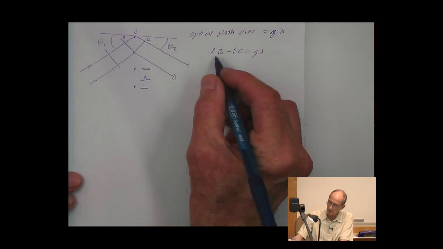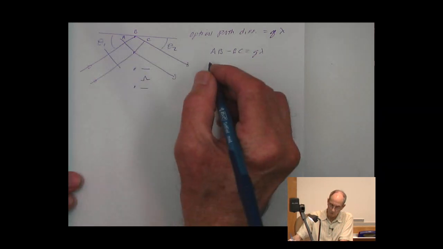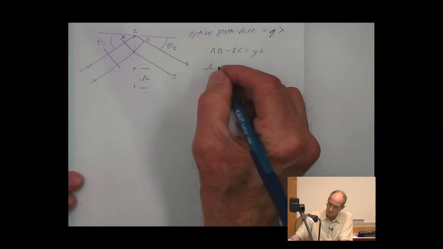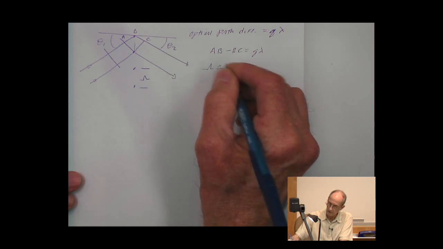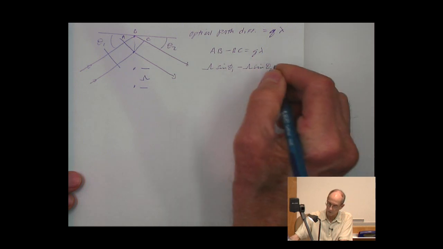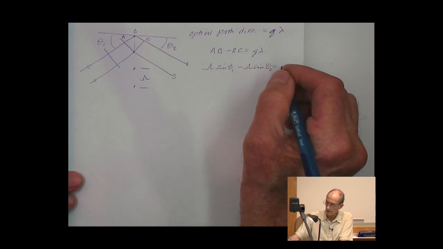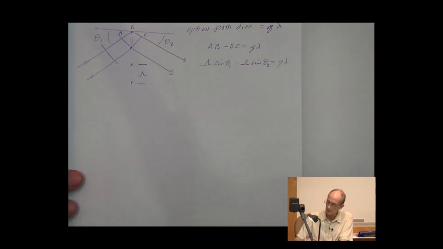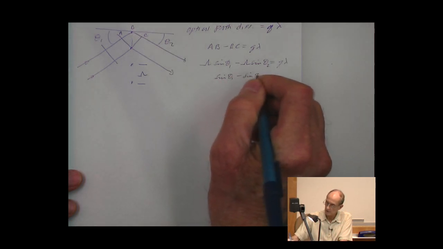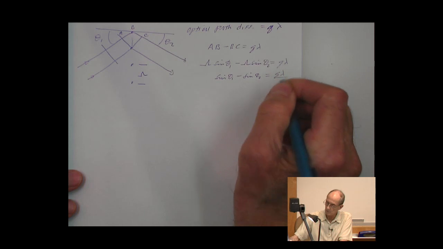Here we have AB minus BC, and AB is equal to this period, which is that distance, times the sine of theta 1, minus the period times the sine of theta 2, is equal to an integer number of wavelengths. And so here you have the grating equation essentially: sine theta 1 minus sine theta 2 is equal to Q lambda over the period.